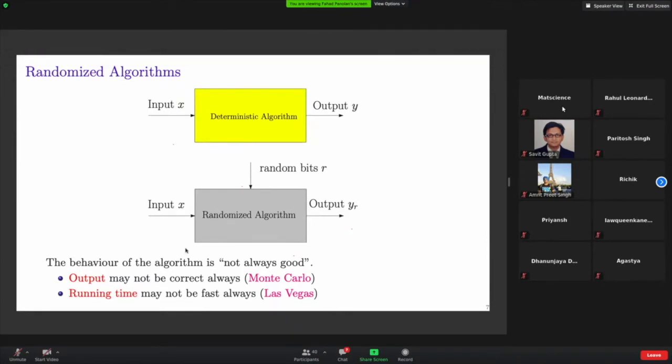Okay, so there are two kinds of algorithm: Monte Carlo and Las Vegas. Monte Carlo means the output may not be correct always, or in other words, the output is correct with probability at least 3/4. That's it. In a Las Vegas algorithm, the output is always correct, but the running time is a random variable, and we want the expected running time to be fast.